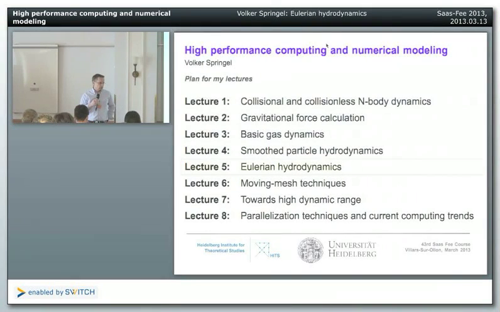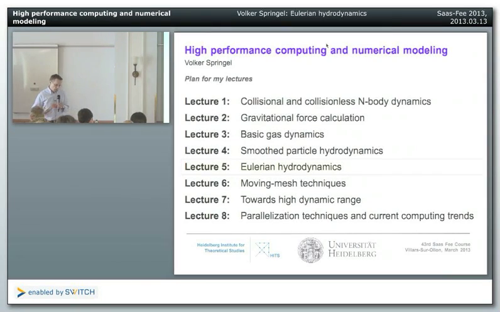I want to talk about Eulerian hydrodynamics now. Yesterday I talked a bit about smooth particle hydrodynamics. So now I want to give you a little bit the basics of some of the aspects of discretization schemes that are in use for Eulerian methods. And this is mostly a beginner's tutorial basically.